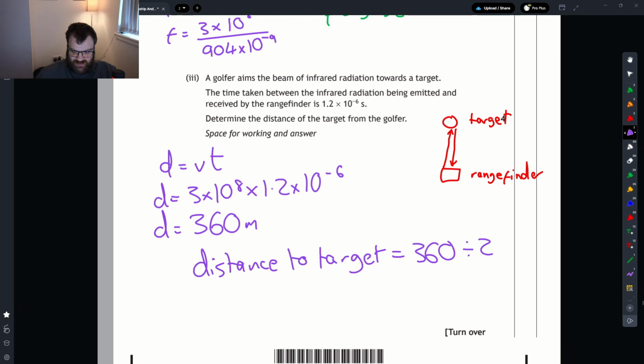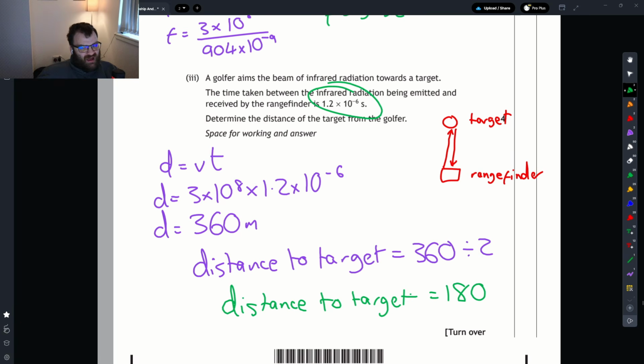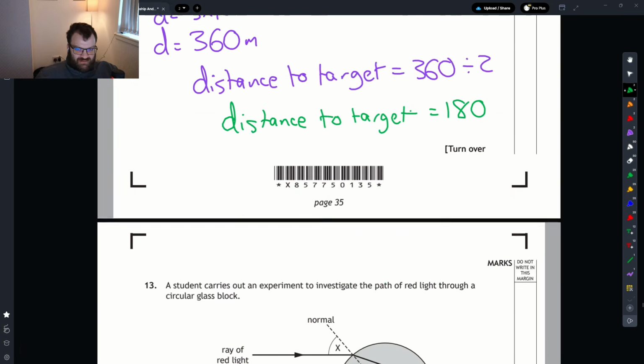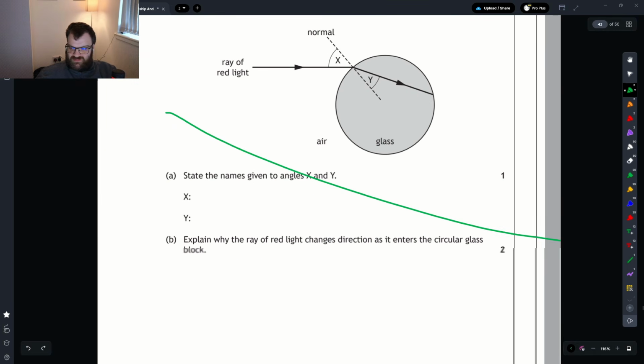I knew that thought would come in handy. So distance 180. We could have halved the time and got to the answer as well, because if it takes that long to go there and back, the time to just go one way is going to be half of that. So 0.6 times 10 to the minus 6 times by the speed would have given that answer as well. But I think that's probably the easier way, more flexible this way round.